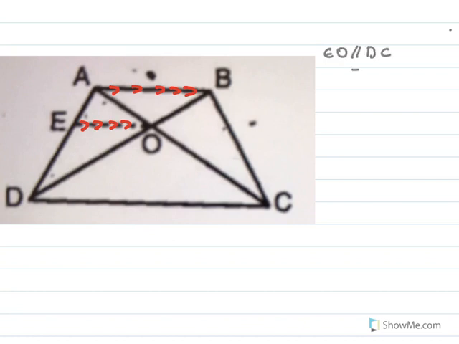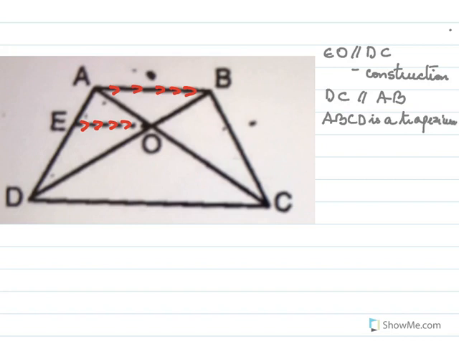So we'll write that EO parallel to DC, that was by construction. And we also know that DC is parallel to AB. Why? Because ABCD is a trapezium. This is the parallel sides of the trapezium. Therefore, I can say EO parallel to AB, which means now I can use my BPT here.